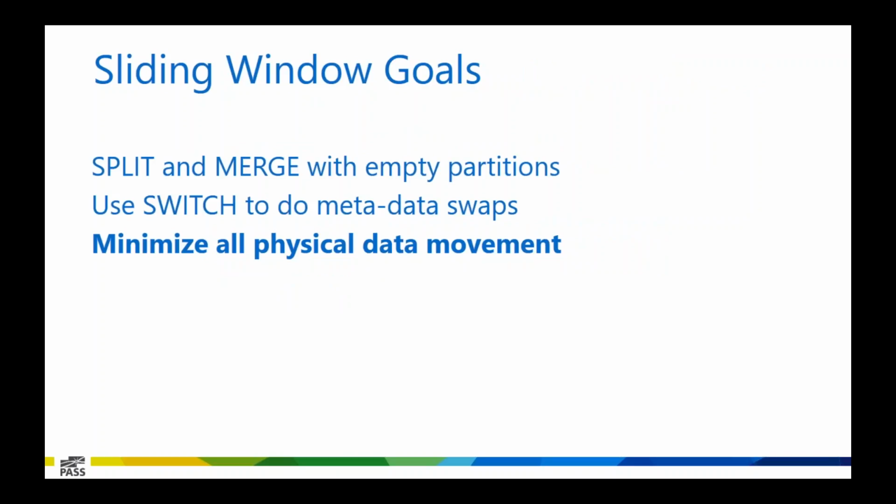So in order to do your archiving here, you would use split and merge functions, and you'll want to do this with empty partitions. If you remember in the beginning when I showed you the data rows that were inside of our table after we partitioned it, the very first and last partitions were empty. And that's because it's easy to move or split or merge empty partitions. If you actually have data in them, then the data has to physically move from one file group to another.